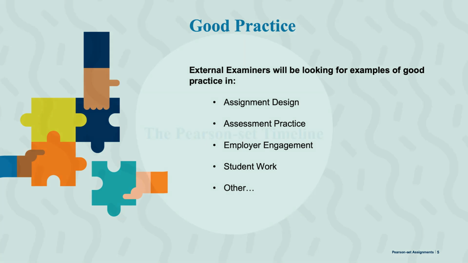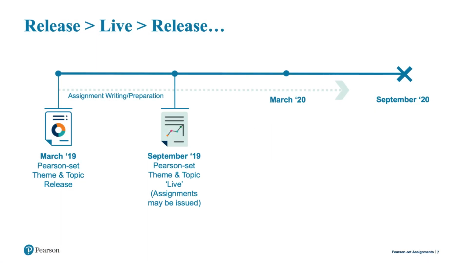So the Pearson-set timeline is based around the release of the theme and topic. The theme and topic will be released annually in March and will become live in September. That means you have from March until September at least to develop your assignment. You can release your assignment after September. September is the first point at which the theme and topic released in March will be live.